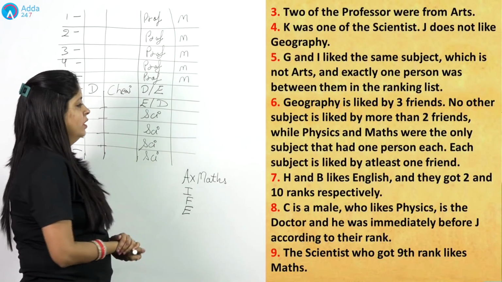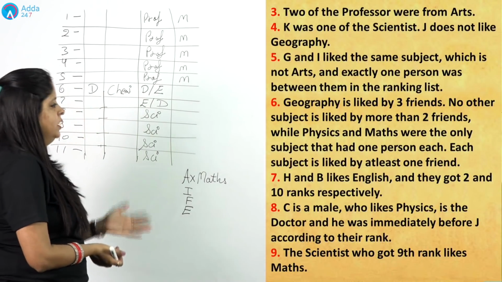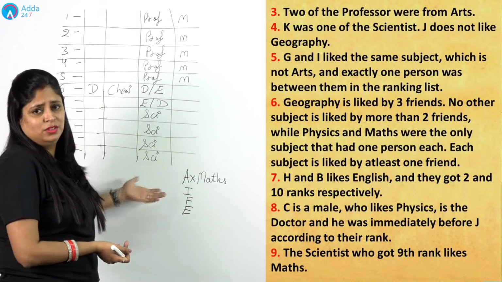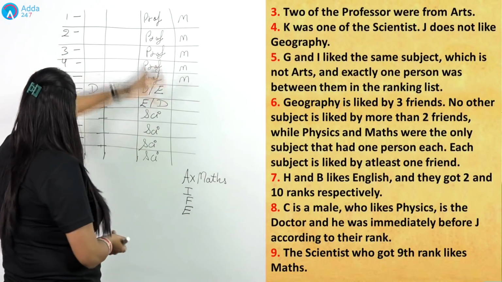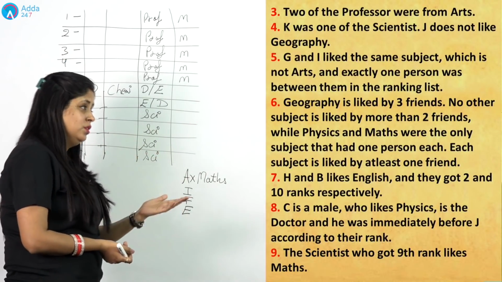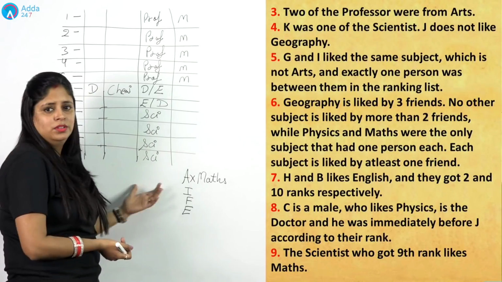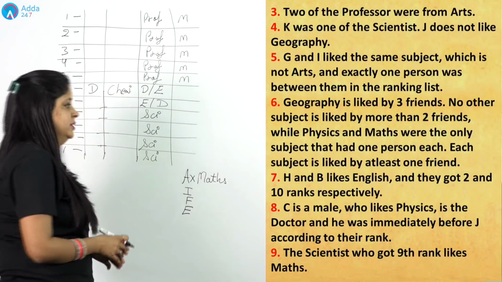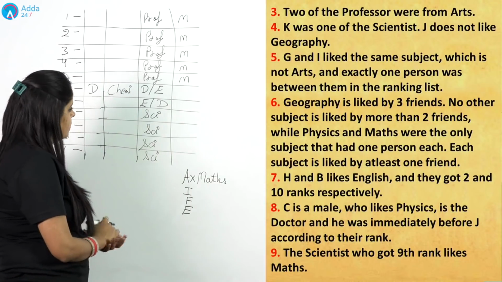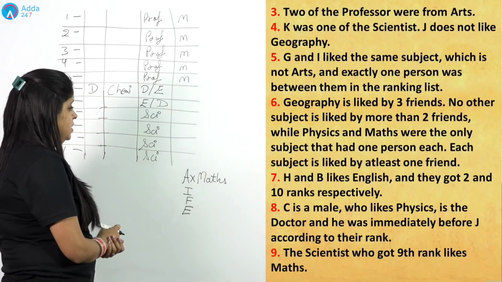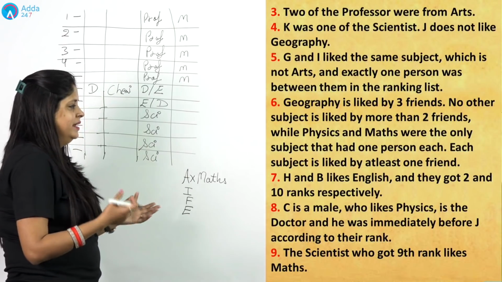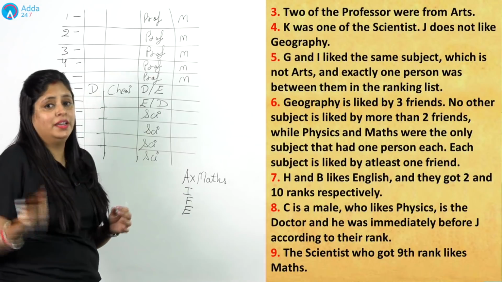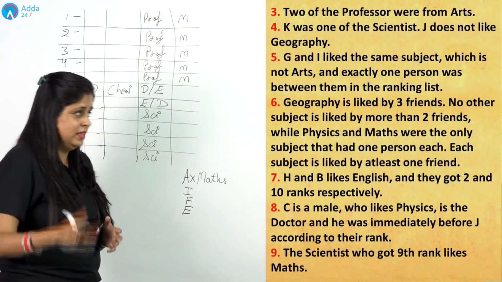Let's see the point number 4. K was one of the scientists and J does not like geography. I don't find it helpful right now. I can't place this information in my basic chart. If I have to consider this hint, then I have to write it down in the form of symbolic representation. So, actually I am skipping point number 4 also right now. Let's see the point number 5. G and I like the same subject, which is not arts, and exactly one person was between them in the ranking list. Actually, I can't justify point number 5 also right now. So, I am skipping that also.